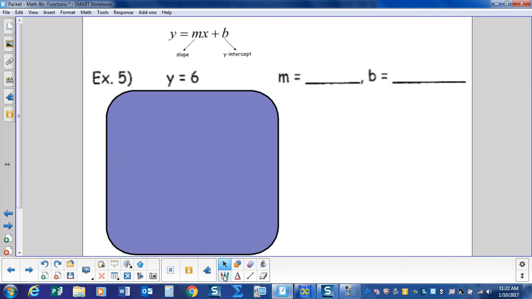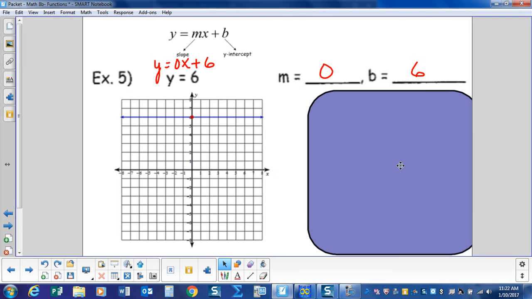And number 5, y equals 6. So remember, we have y equals mx plus b. There is no x here. So pretend that there's a 0 with the x. 0 times x is 0, plus 6. So my slope is 0, and my y-intercept is a positive 6. So if I have a slope of 0 and a y-intercept of positive 6, that means I have a horizontal line, no slope, and it's touching the y-axis at 6.